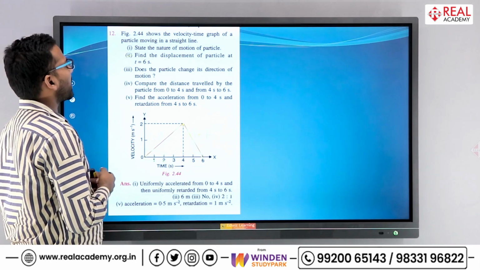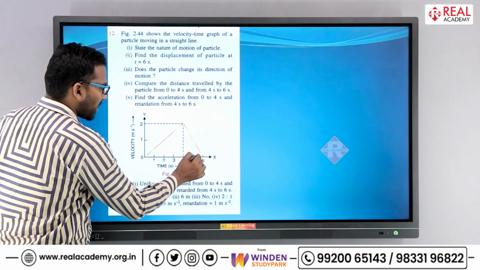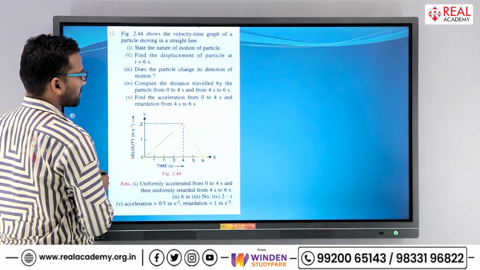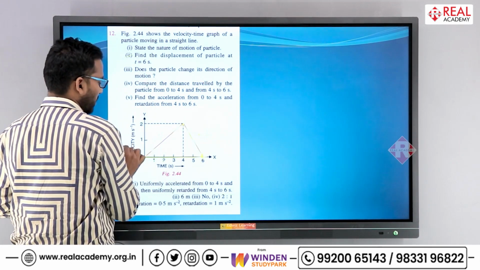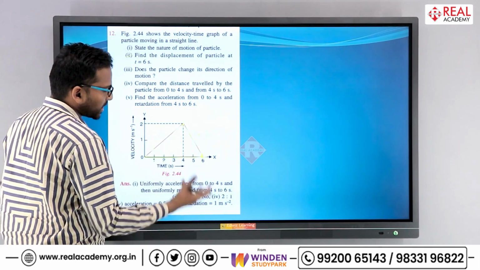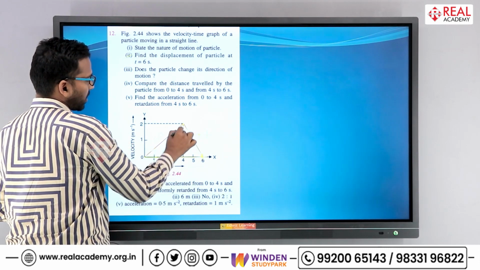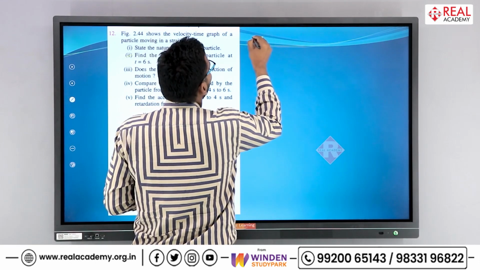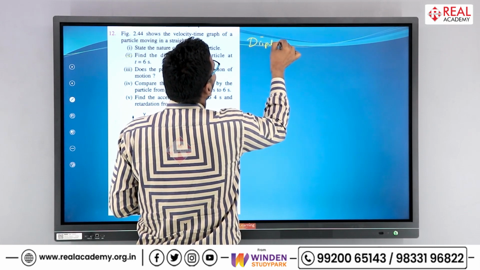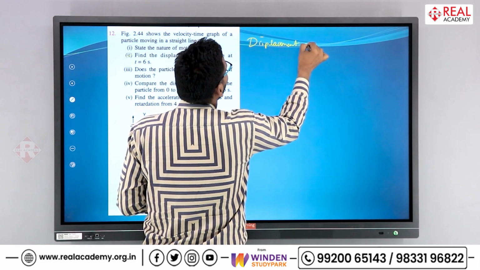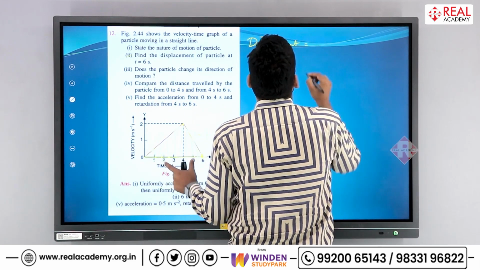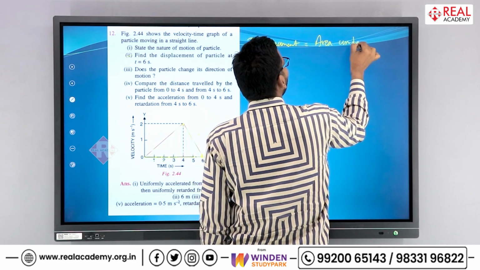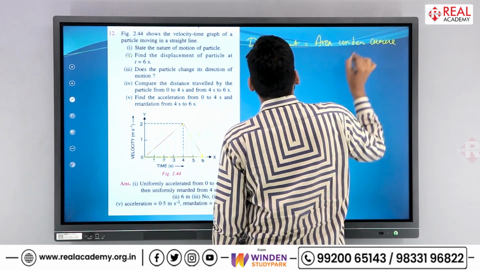Second question: find the displacement of the particle at t equal to 6 seconds. I have told you, for a velocity versus time graph, if we need to calculate displacement, just find the area enclosed by that graph or by that region. So displacement is the area under the curve or under the region.